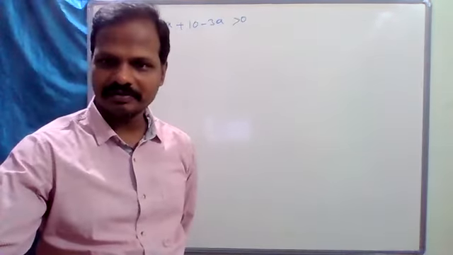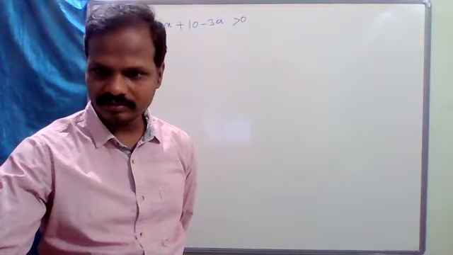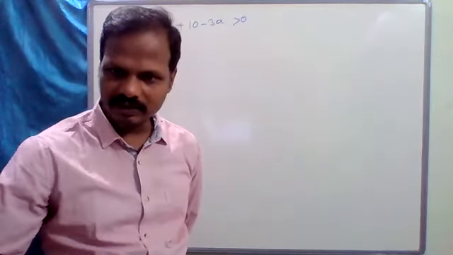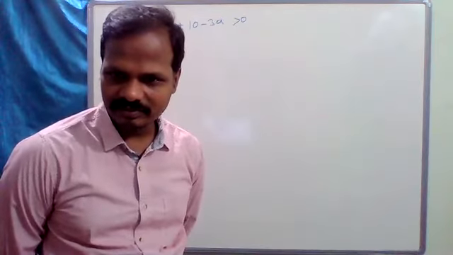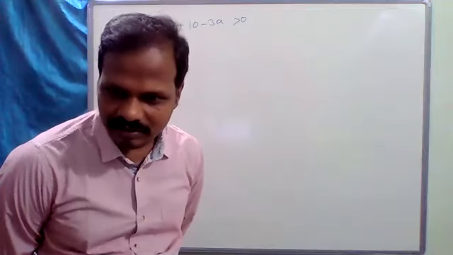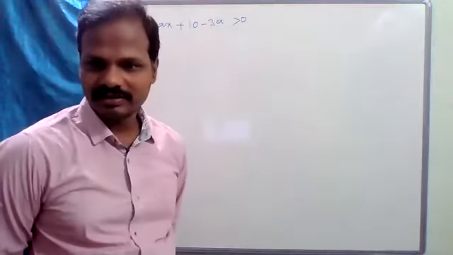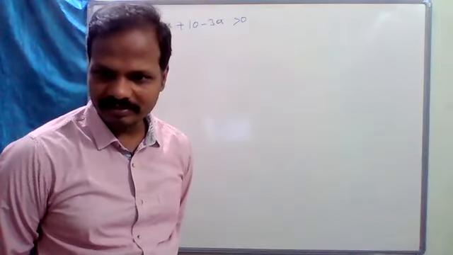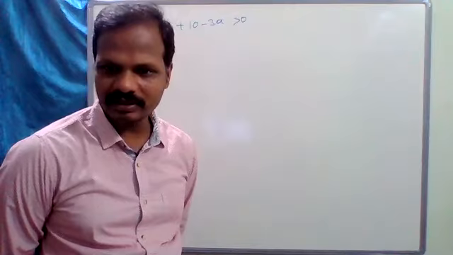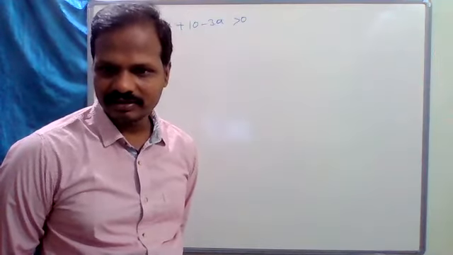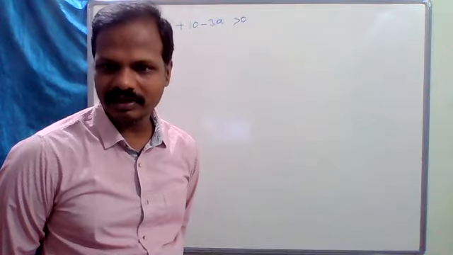Abhishek Reddy, are you there? A equal to 2 comma minus 5. This is 10 minus 3a. Find the value of a. Banu told D less than 0. Okay, good. That is the main condition.